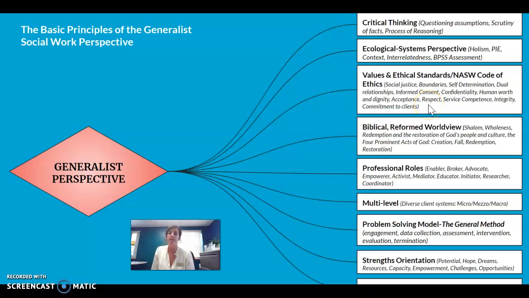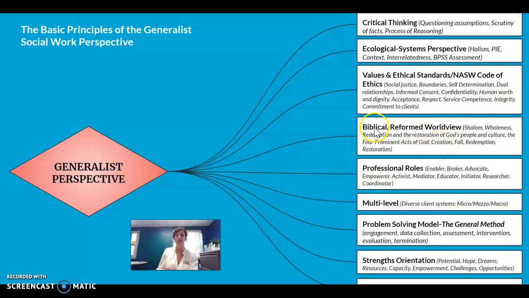The generalist perspective incorporates the values and ethics of the NASW Code of Ethics. This is one of the non-negotiables that when you become a social worker, you have to adhere to. Otherwise, you are in violation, or you could lose your license. You don't mess with the Code of Ethics. It's the end all be all and directs how to keep yourself safe in your practice, but also keep your clients safe as well. So we will incorporate what those look like within a generalist practice.